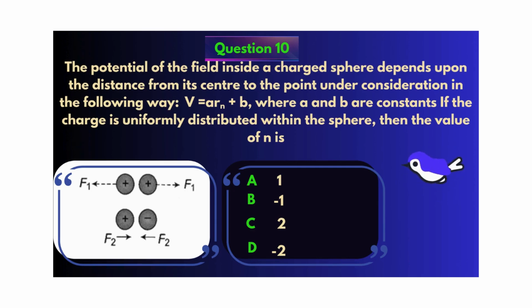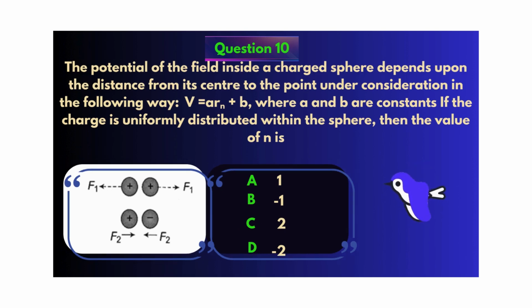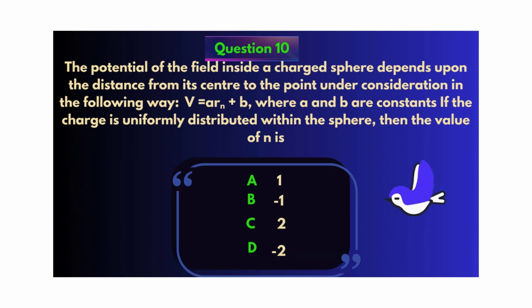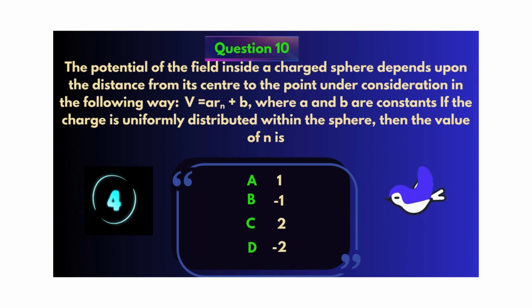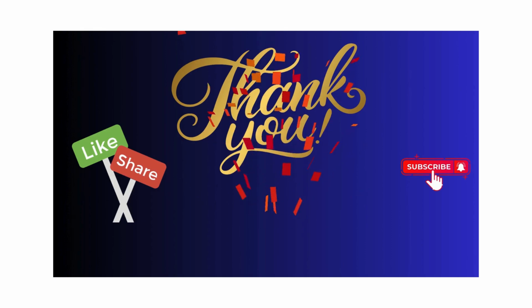Question 10. The potential of the field inside a charged sphere depends upon the distance from its center to the point under consideration in the following way: V equals A·rⁿ plus B, where A and B are constants. If the charge is uniformly distributed within the sphere, then the value of n is Choice A, 1. Choice B, −1. Choice C, 2. Choice D, −2. Correct answer: 2.